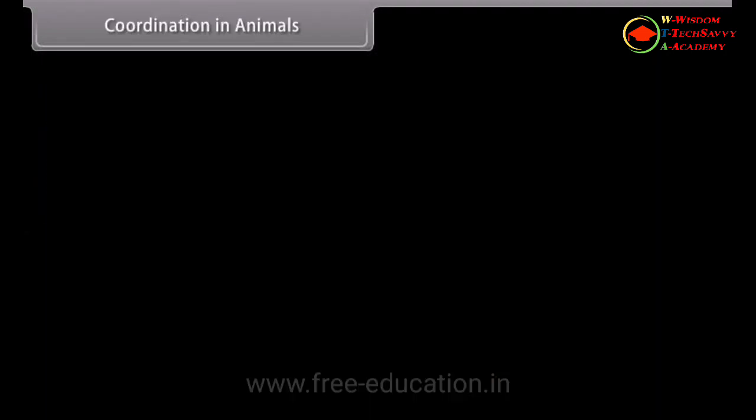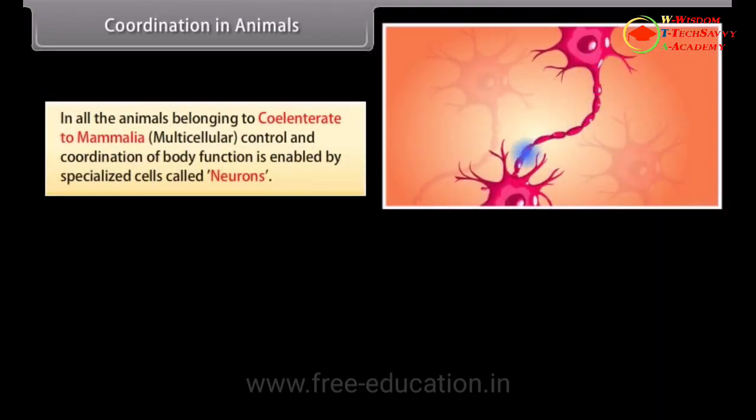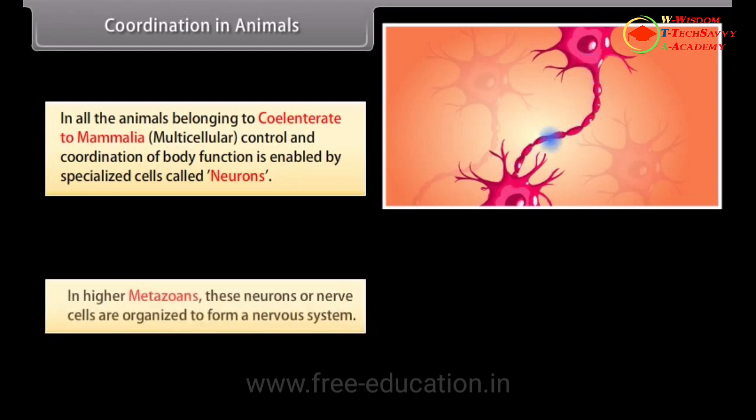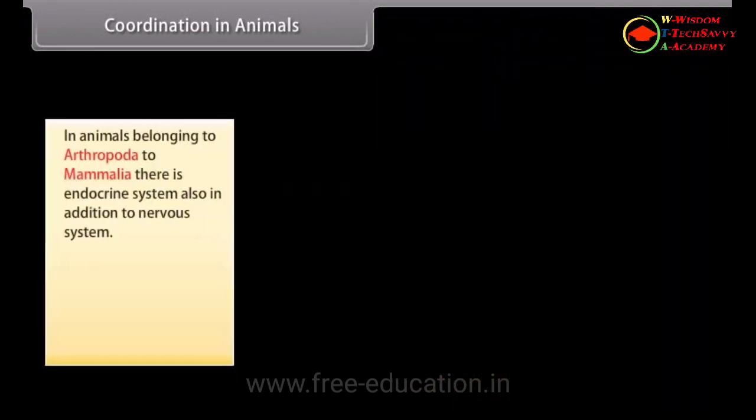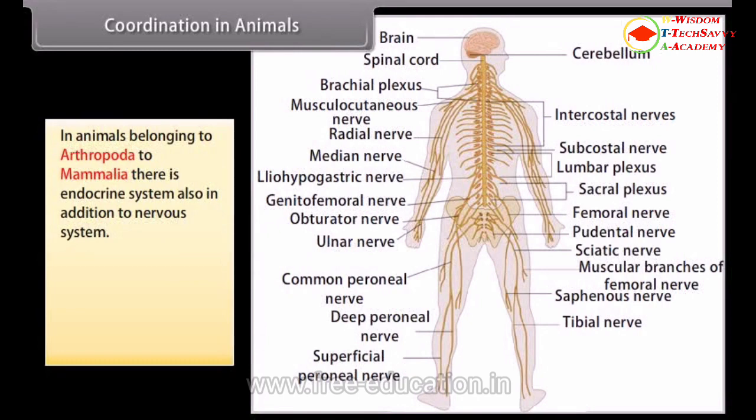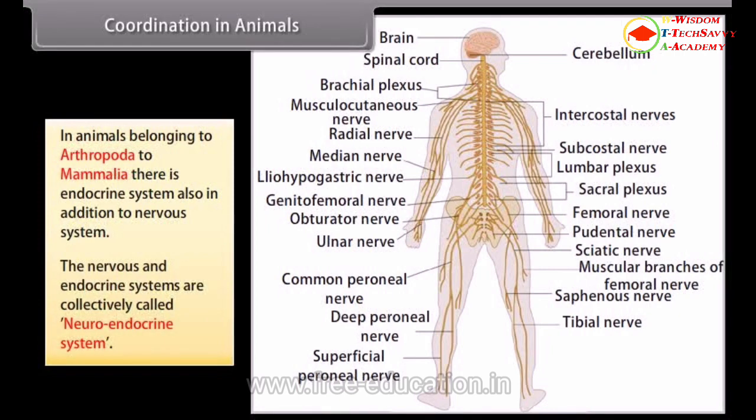Coordination in animals. In all animals belonging to Coelenterata to Mammalia, control and coordination of multicellular body function is enabled by specialized cells called neurons. In higher metazoans, these neurons or nerve cells are organized to form a nervous system. In animals belonging to Arthropoda to Mammalia, there is an endocrine system also, in addition to the nervous system. The nervous and endocrine systems are collectively called the neuroendocrine system.